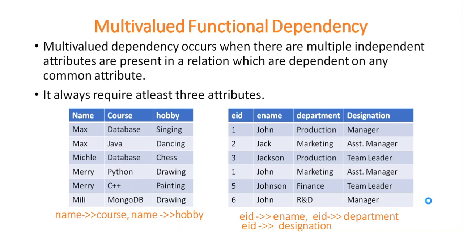But employee name, department and designation, these 3 attributes are not dependent on each other. They are independent attributes. They are dependent on employee ID only. So this is a multi-valued dependency. In a multi-valued dependency there is only one determinant, only one attribute which is determining other attributes, and all the remaining attributes are independent of each other. They are not dependent on each other. So this is multi-valued functional dependency.